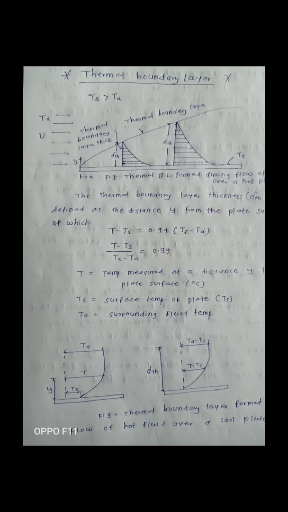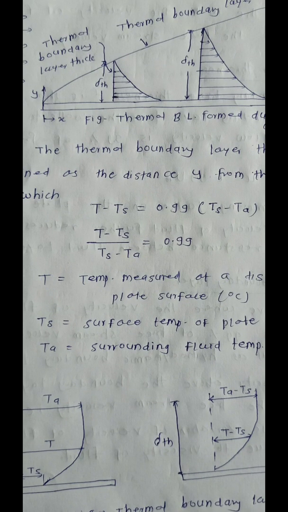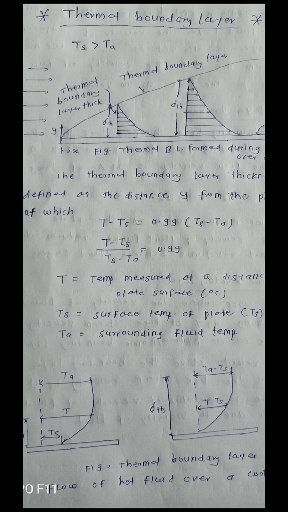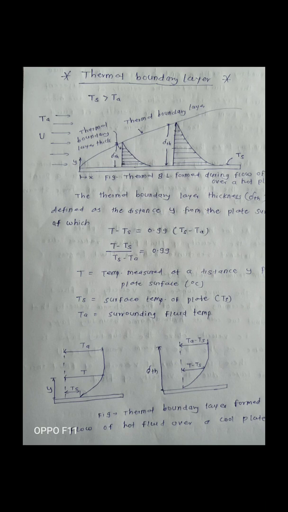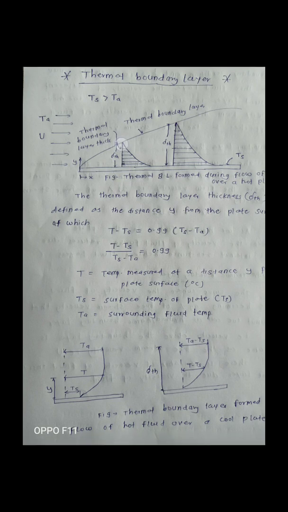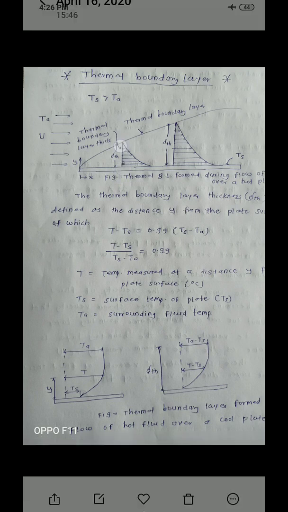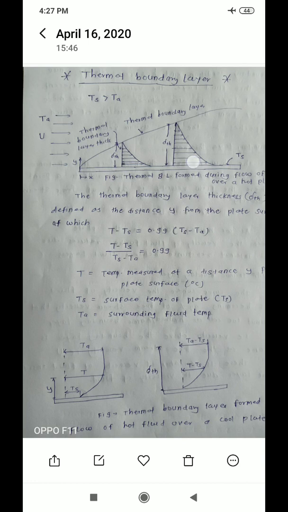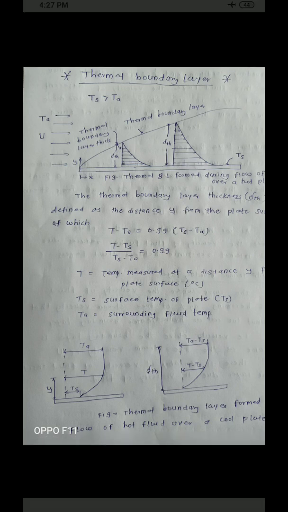At that thickness is nothing but velocity boundary layer thickness. Similarly, we said that if T minus Ts is equal to 0.99 into bracket Ts minus Ta, if this condition is satisfied, at that particular distance y from the plate, that distance is nothing but the thermal boundary layer thickness, that is delta Th.